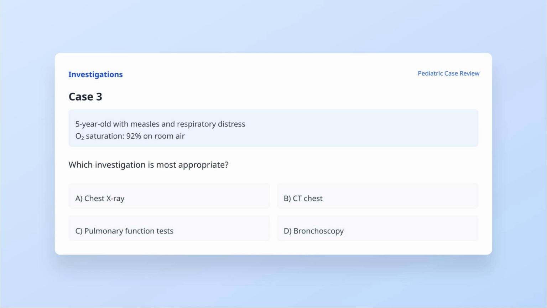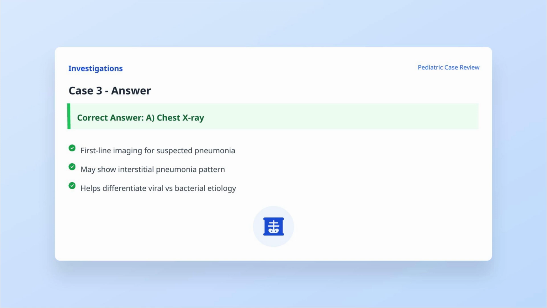A 5-year-old with measles develops increasing respiratory distress with tachypnea, retractions, and oxygen saturation of 92% on room air. Which investigation is most appropriate as the next step? A. Chest X-ray. B. CT scan of the chest. C. Pulmonary function tests. Or D. Bronchoscopy. The correct answer is A. Chest X-ray. This is the most appropriate first-line investigation for a child with measles who develops respiratory distress.